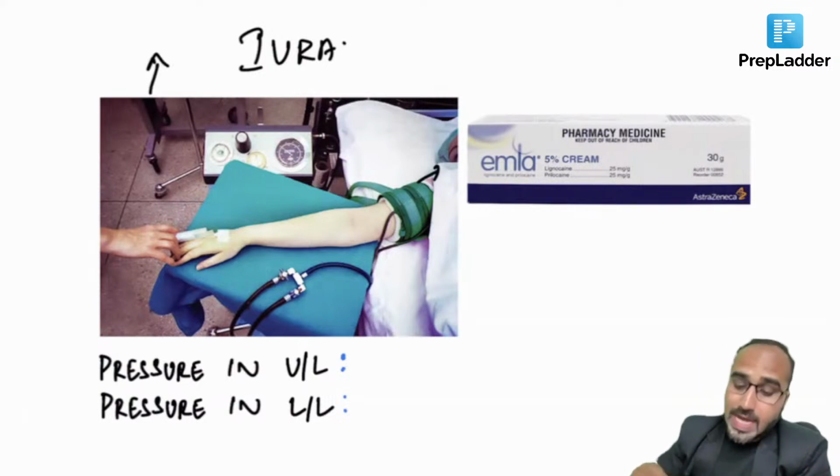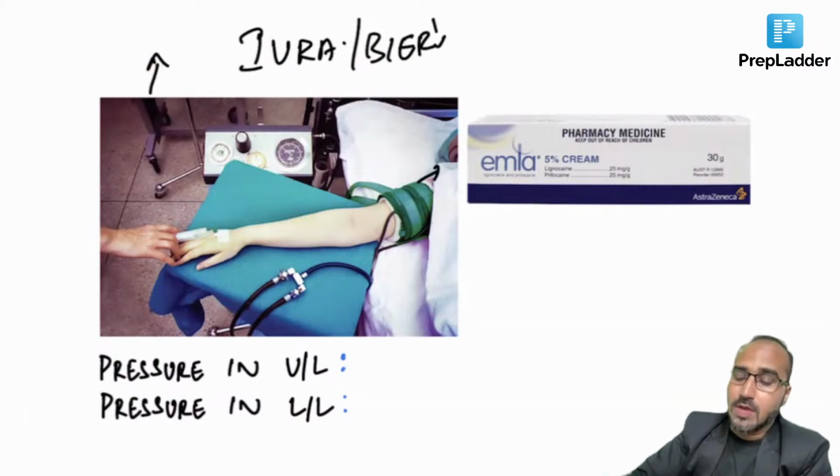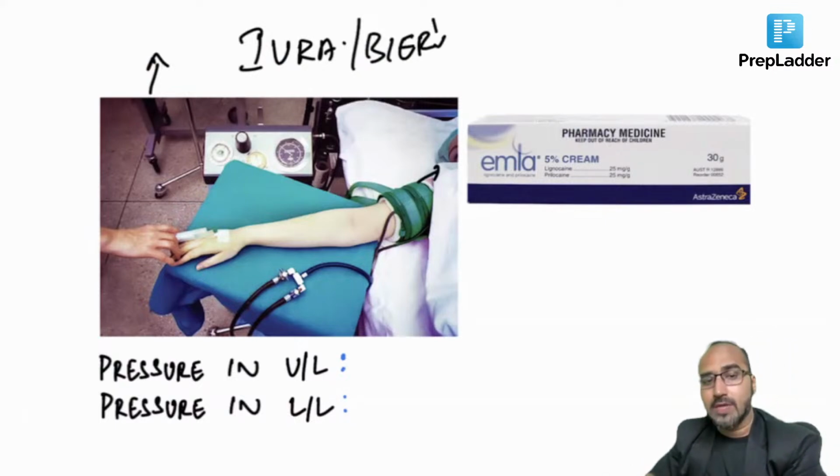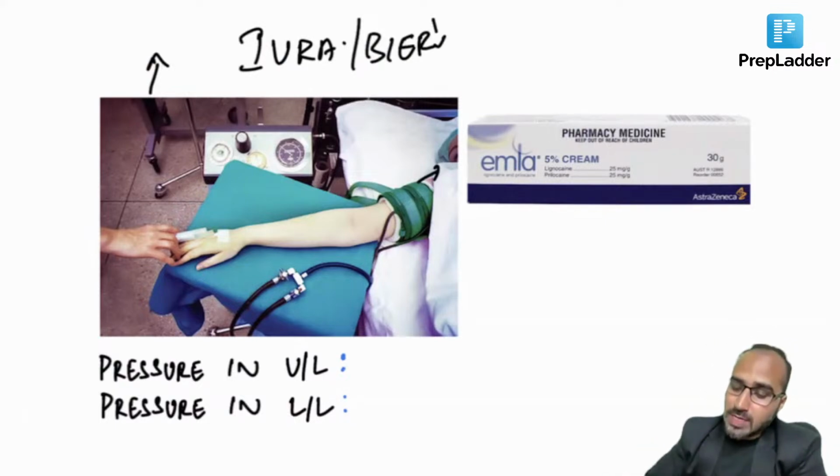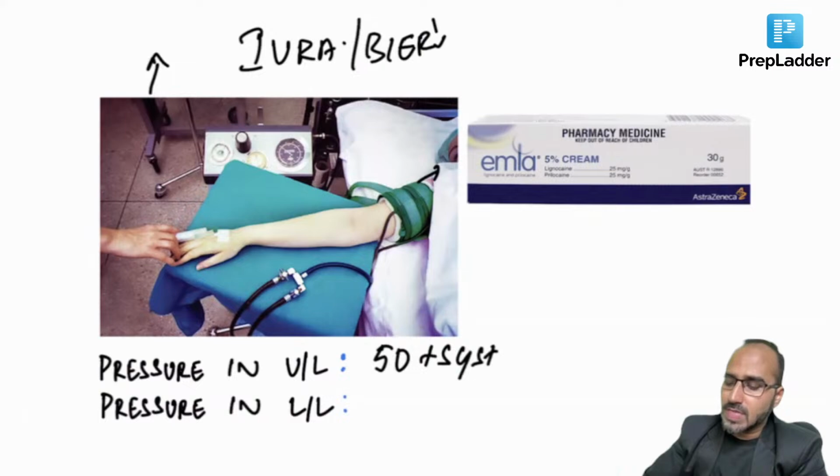So in IVRA, it is also called Bier's block. In IVRA or Bier's block, what is the pressure of the tourniquet in the upper limb? The pressure of the tourniquet in the upper limb in Bier's block or IVRA is how much, guys? It is 50 plus systolic BP to occlude the supply.